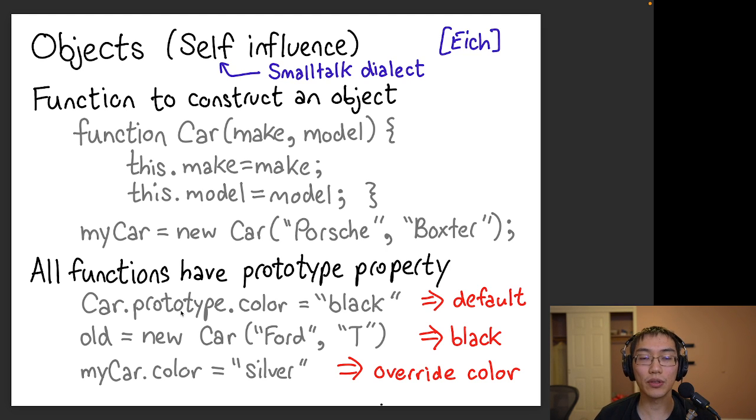Yeah, so what you would do is you would define a new function called Ferrari, and then you would set Ferrari's prototype to be car. And that's how you would go about doing it.